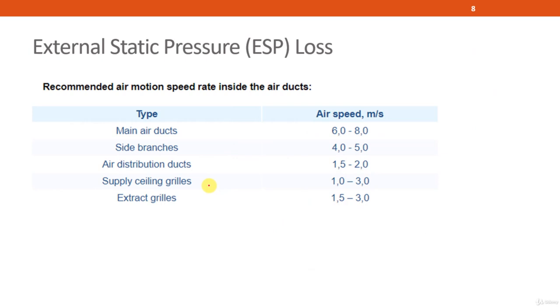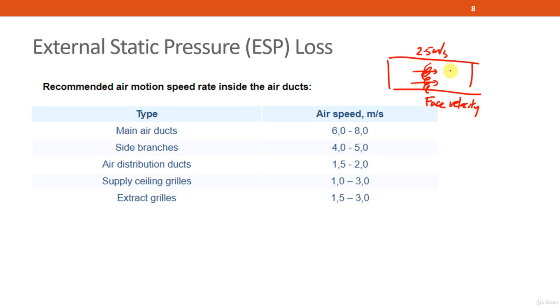So the recommended airspeed, usually when it just comes out from the AHU, should be around 6 to 8 meter per second. But I have to mention that when the air passes through the cooling coil, the airspeed is usually around 2.5 meter per second. And usually we will design based on this value. So this is what we call face velocity, which is the velocity when it passes through the cooling coil.